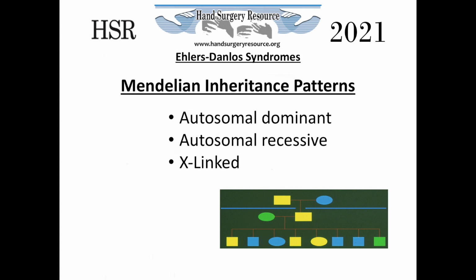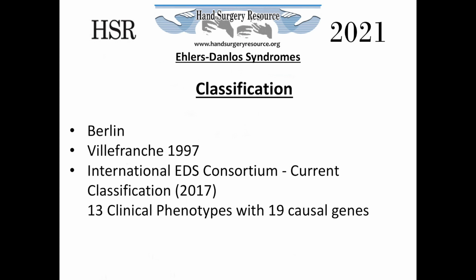The Mendelian inheritance patterns seen in Ehlers-Danlos syndrome include autosomal dominant, autosomal recessive, and X-linked inheritance patterns. The first classification for Ehlers-Danlos syndrome was developed in Berlin. This was followed later in 1997 in the Villefranche meeting where the 6 classic major types of ED syndrome were defined. Presently, the International Ehlers-Danlos Syndrome Consortium, which met in 2017, has defined 13 clinical phenotypes and 19 causal gene mutations.